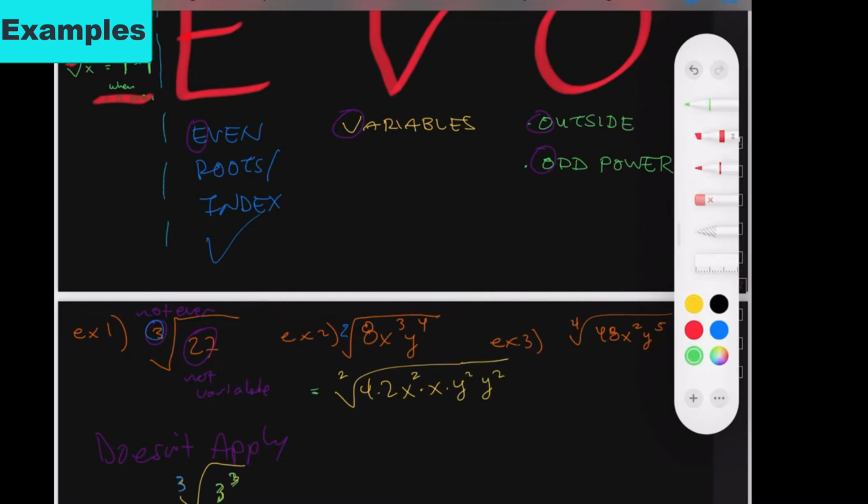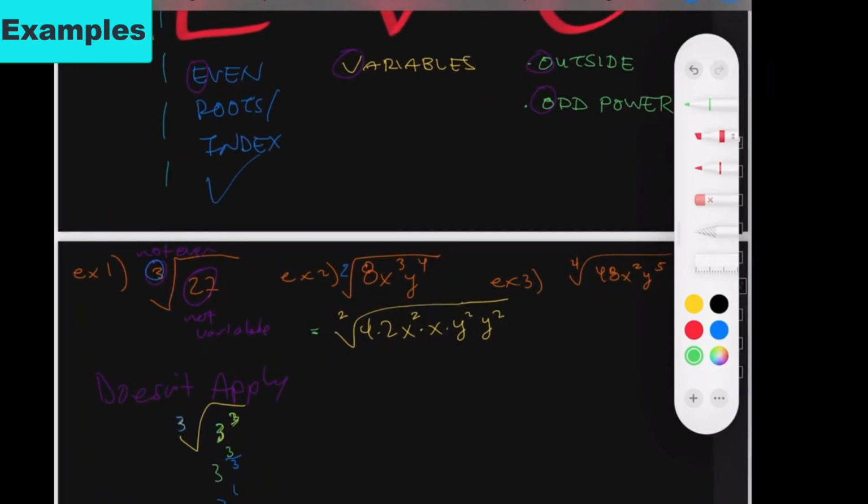Okay, so the square root of 4 is 2. And let me show that to you in a different way. This would just be 2 to the second power divided by the index, because 2 divided by 2 is 1, so 2 to the first power. Now that also tells us that this 2 here stays on the inside, it can't come out.